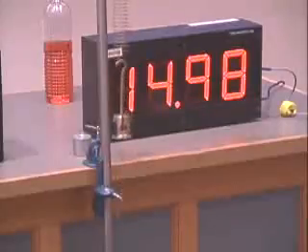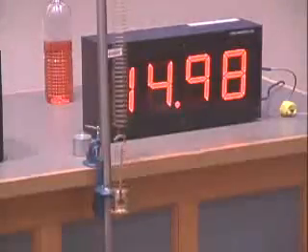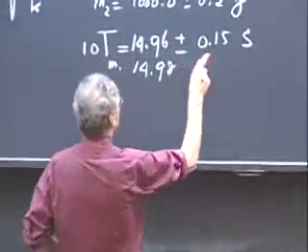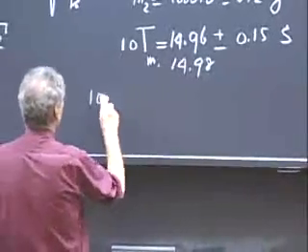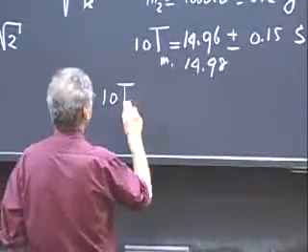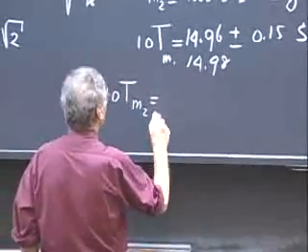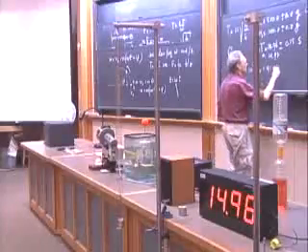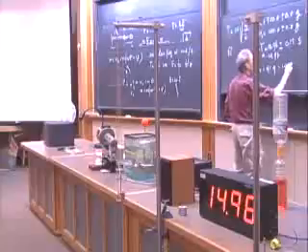14.98. So this is not a bad day. But it's luck that it comes out so close, of course. So now we can make a prediction that 10 times Tm2 must be 1.414, which is the square root of 2, times 14.97.